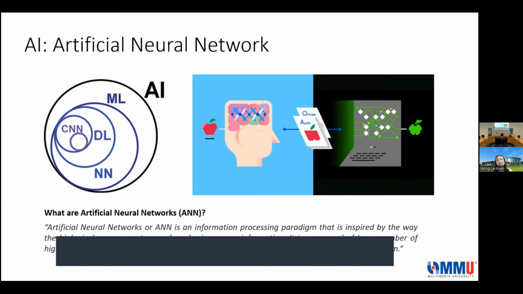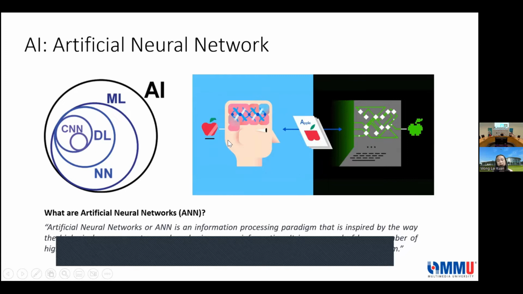Now, don't worry about this term. I'm just going to give you very high level information on what this is, so that you can have an idea of how and why it works. So basically, as you could see here, this is the human brain. We humans are very smart. We can recognize the apple almost instantly. But how can the computer do that?